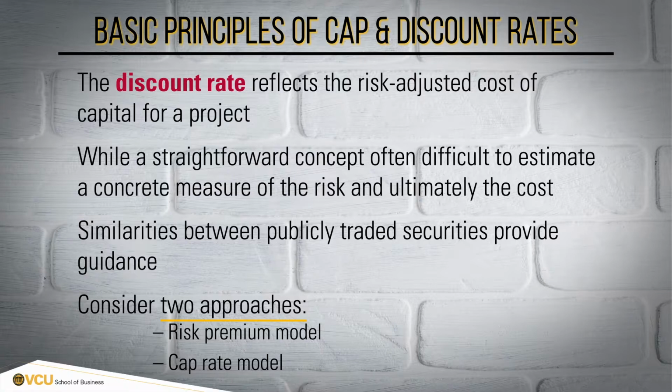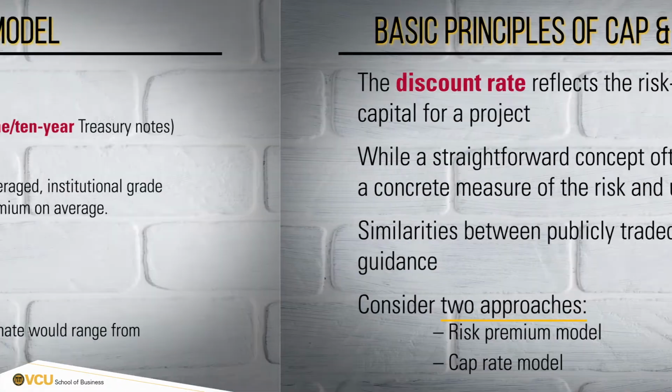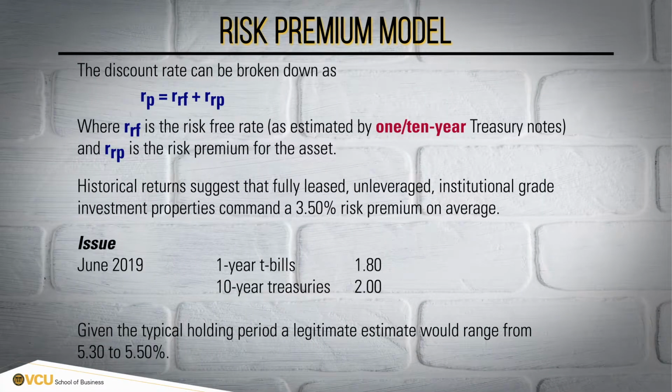First one's referred to as the risk premium model, and those of you that have had basic finance classes will be familiar with it. And then the cap rate model. The risk premium model, again, looks just like what many of you would have seen in your elementary finance classes. We're going to start with a risk-free rate, R sub RF, and we're going to add a risk premium to that to figure out what the discount rate is to the entire property, this R sub P.